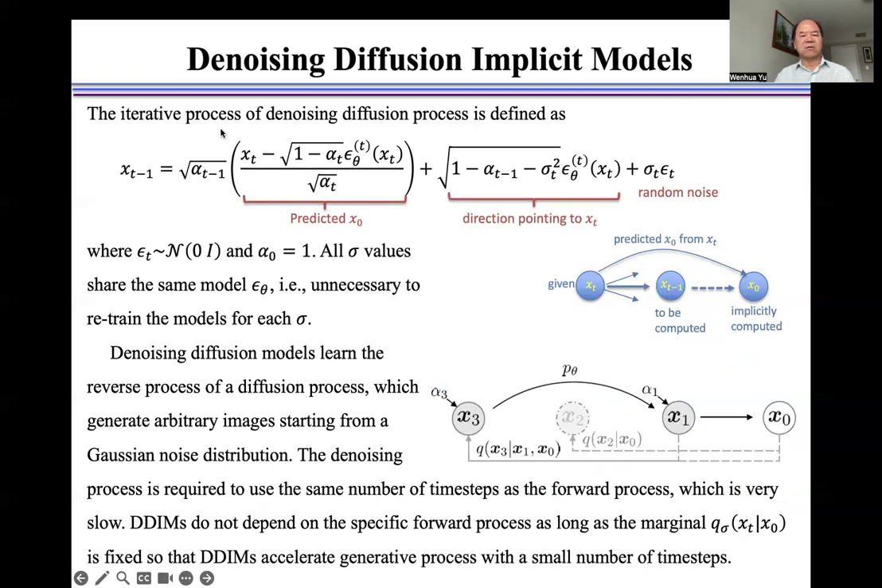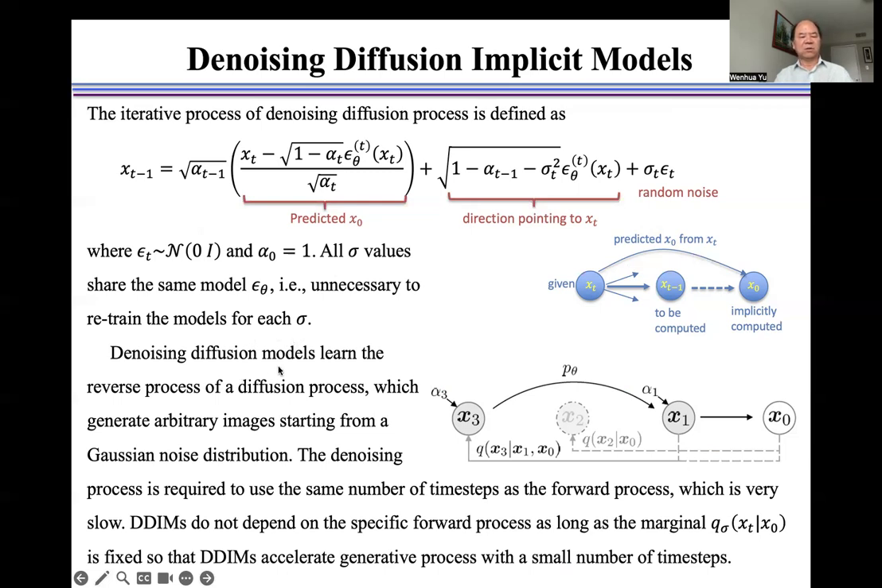The iterative process of denoising diffusion is defined as here. Namely, we calculate xt minus 1 from 3 terms. First is a predicted x0, second term is a direction pointing to xt, and random noise as explained here, where epsilon t is sampled from normal distribution and alpha 0 is 1. All sigma values share the same model epsilon theta, namely it is unnecessary to retrain the models for each sigma.